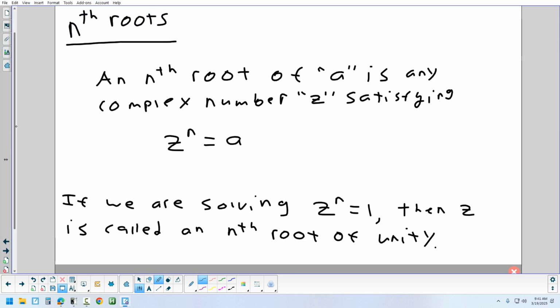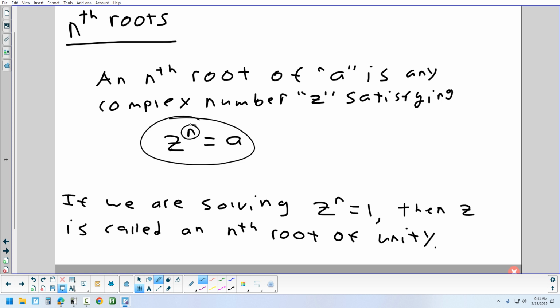So when we are doing a root problem, this is basically the kind of equation you're going to have to solve. You're going to be trying to solve for z. That's going to be what you want to know. And the only way to solve for z is to get rid of this power. In order to get rid of a power, you need to take a root. It's the only way to do it.